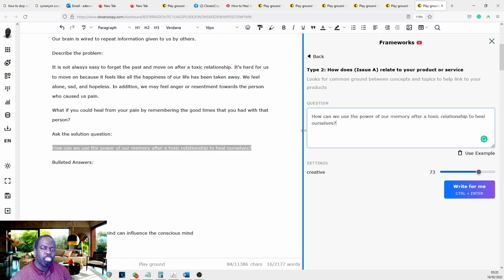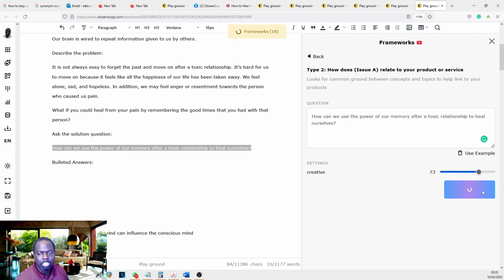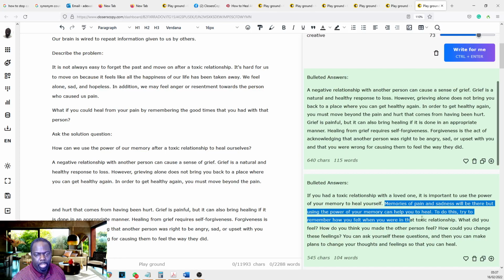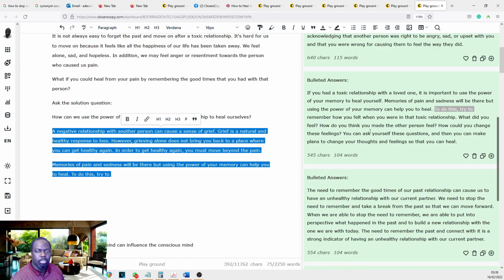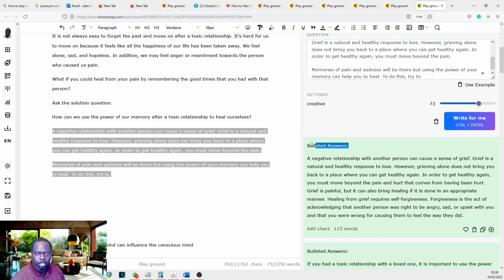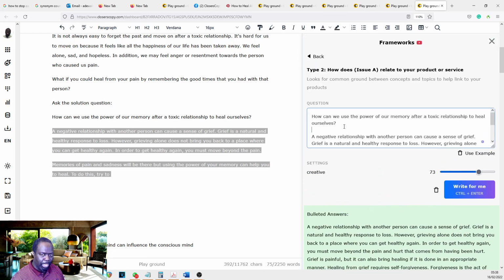And why have I done that? I've made sure that there's something connected to what the introduction of the email is related to, something connected to what we are talking about in the product and services, which is healing after a toxic relationship. And then that should create the kind of solution that we can then link to the product and services. And I can take this, because it's talked about pain here, I can take this, which says memories of pain and sadness will be there, but using the power of memory can help you heal. So up to this point, I just put this back into the box, making sure I've got this so the AI can be tricked into just adding to what I have there.